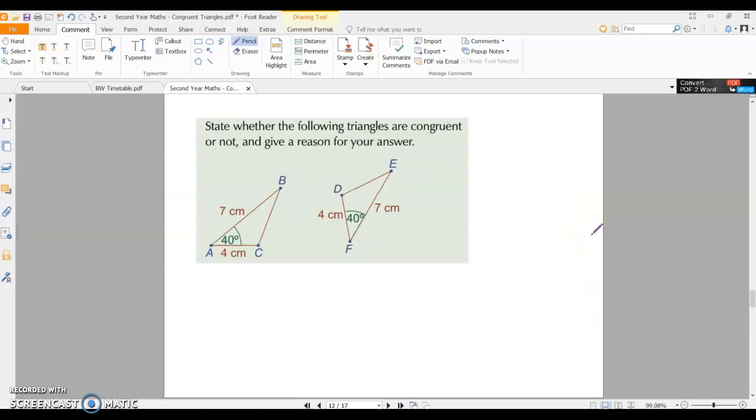I'll just run through a couple of examples here. State whether the following triangles are congruent or not and give a reason for your answer. So let me see. I have 7 here and 7 here. Okay, so AB is equal to EF. And it might be a good idea to write that out. Side AB equals side EF.